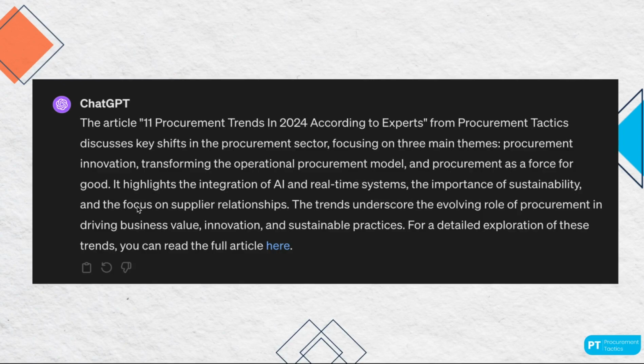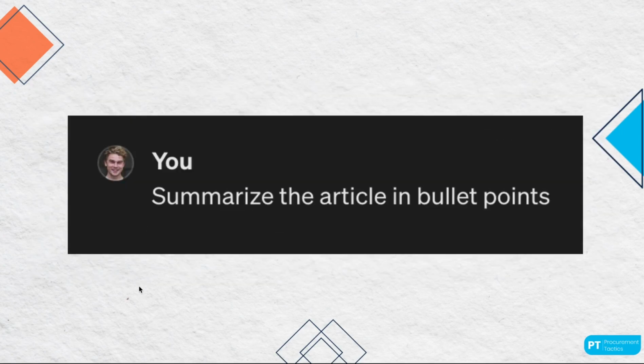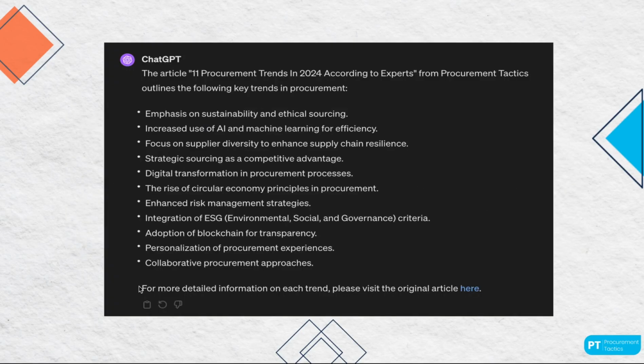And here we go. So ChatGPT does give us a summary, which does make sense, but actually I'm not too happy about it yet. I want to have a different type of summary. So I asked ChatGPT to summarize the article in bullet points. And there we go. So it gives us the bullet points of the 11 procurement trends of 2024. And this indeed does summarize what the article is about.